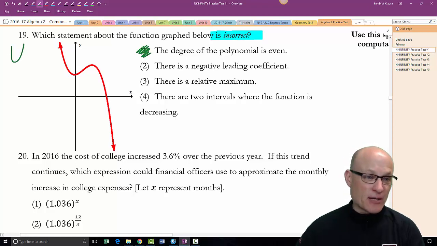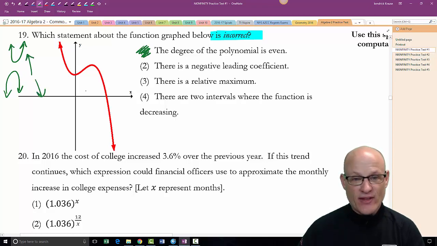An even function is like a parabola. It goes up or down. It's either going to be both up or both down. An odd function goes up and down in opposite directions. So that's the answer to that question.